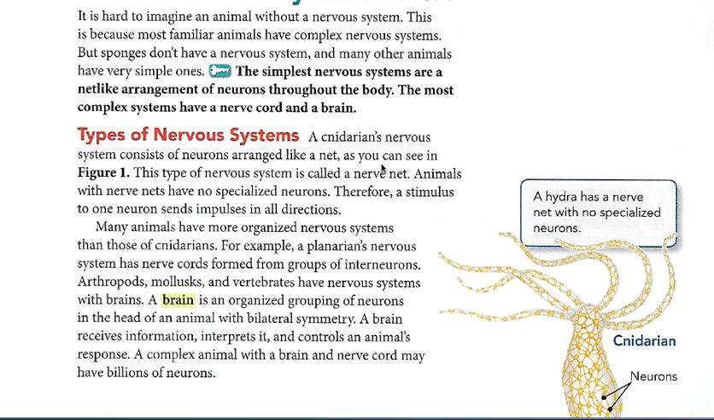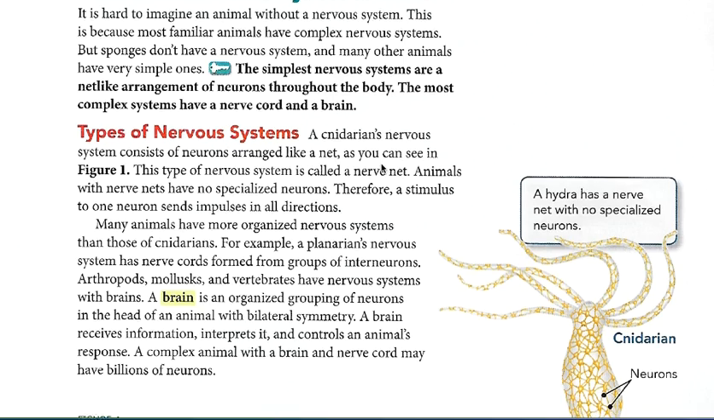Types of nervous systems. A cnidarian nervous system consists of neurons arranged like a net, as you can see in Figure 1. This type of nervous system is called a nerve net. Animals with nerve nets have no specialized neurons. Therefore, a stimulus to one neuron sends impulses in all directions.